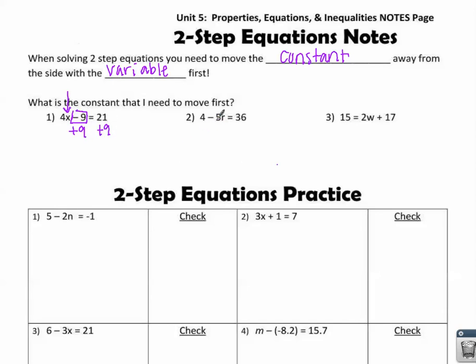Looking at the second example, your variable is on the left side of the equal sign, so you want to move the +4. So your constant is a +4. In order to move it, you would subtract 4.